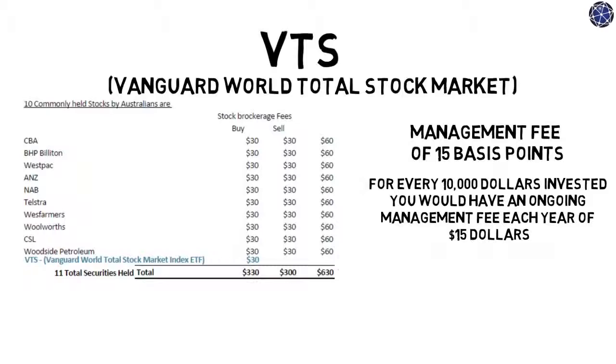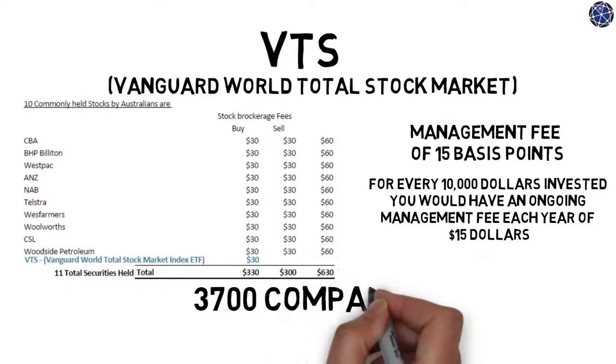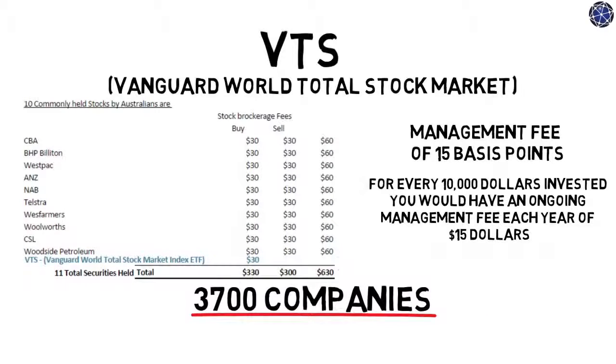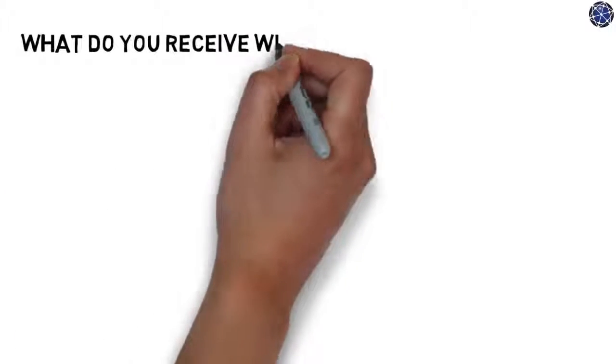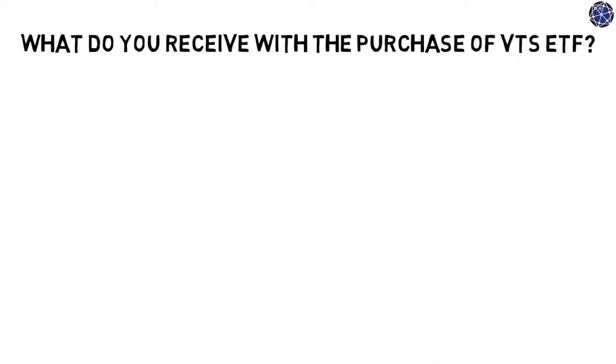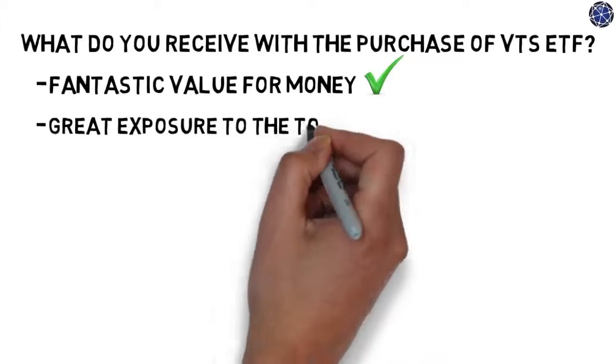You may ask, how many listed securities or stocks does this one ETF, VTS, hold? The answer is, you will have exposure to more than 3,700 companies, including the top 10 global companies. You can see you're getting a large diversification and exposure to high-quality companies for the price of one listed security. What do you receive with the purchase of VTS ETF? Fantastic value for money. Great exposure to the top companies.